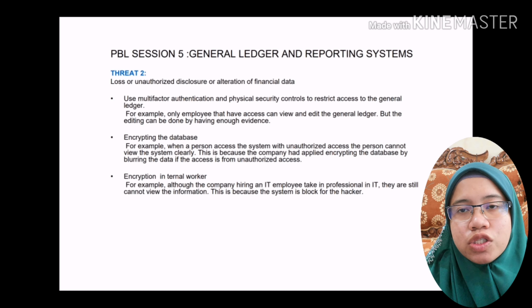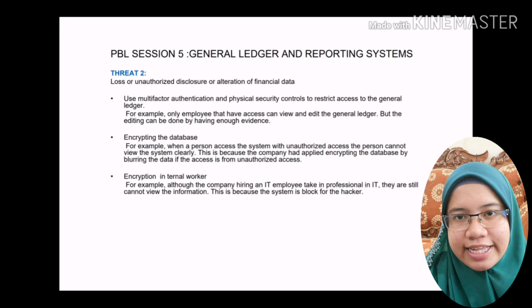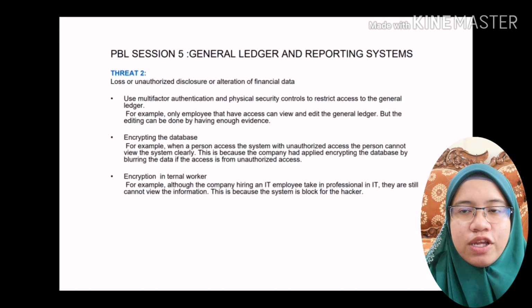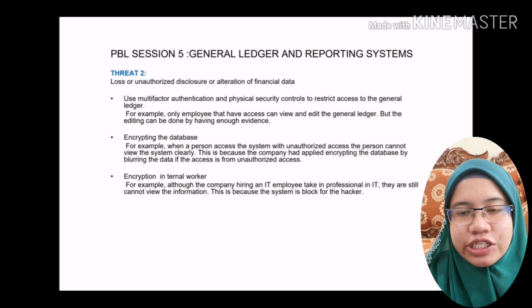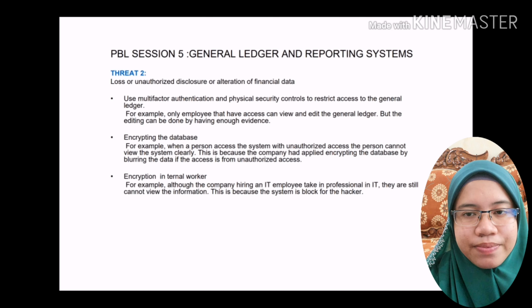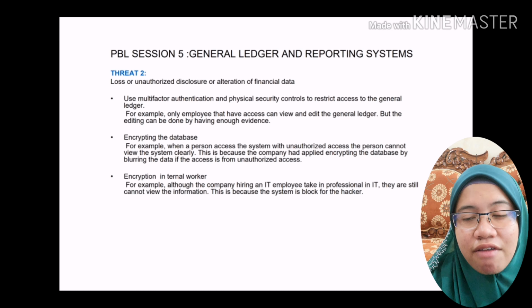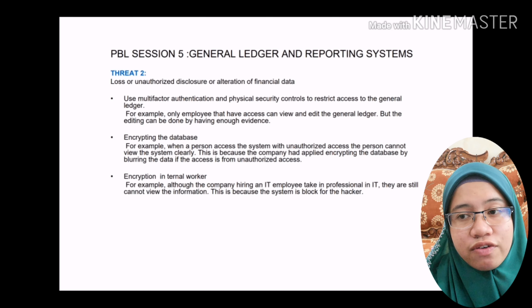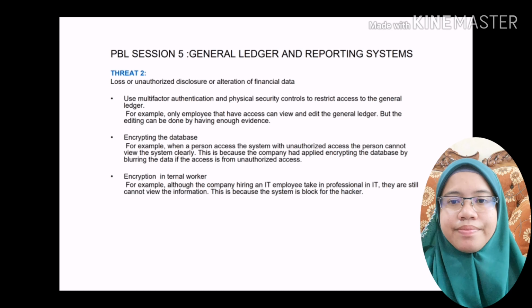Trait 2. Loss or unauthorized disclosure or altering of financial data. The best control procedure for reducing the risk of this kind of threat is to use multi-factor authentication and physical security control to restrict access to the general ledger, where only employees in the field can have the access in order to perform their jobs. For example, only employees that have access can view and edit the general ledger, but the editing can be done only by having enough evidence.